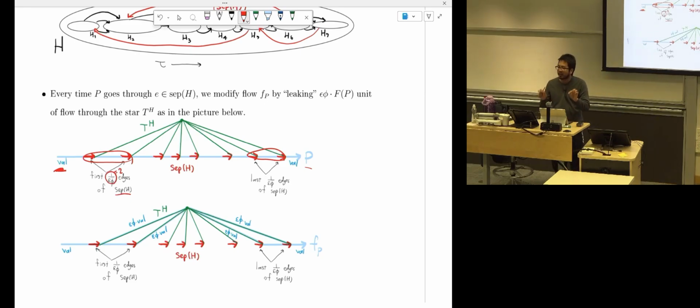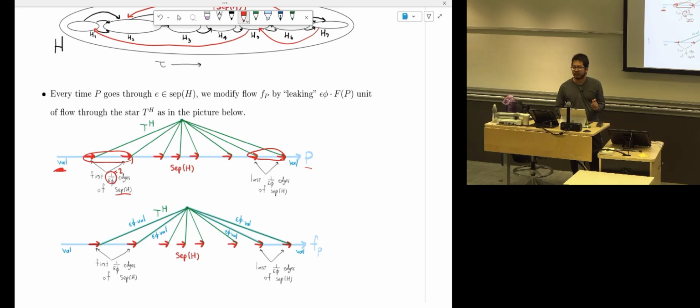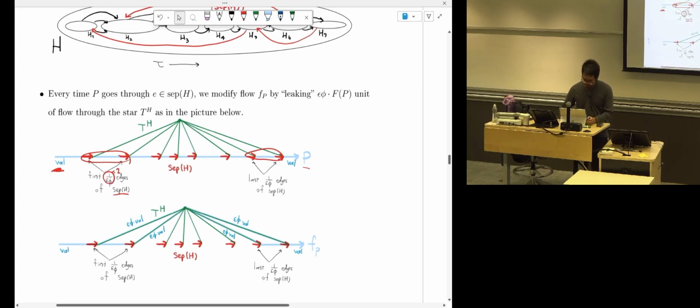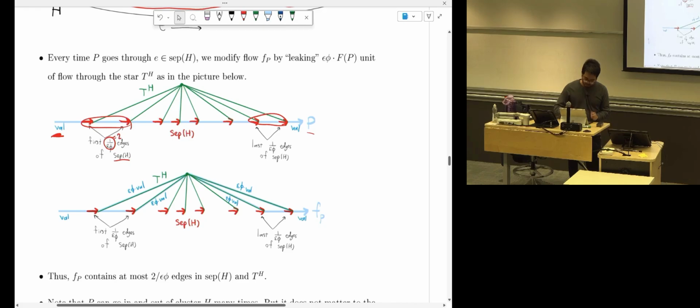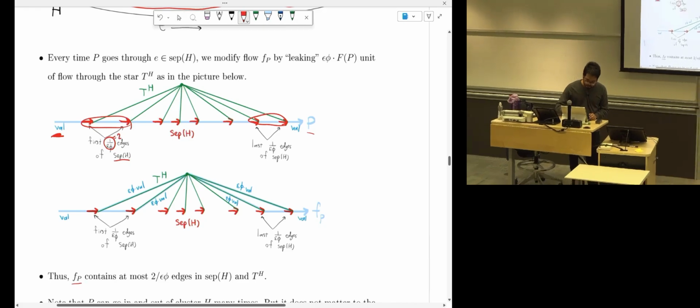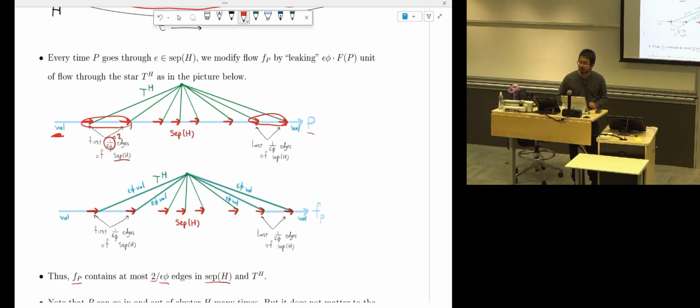Question about how we modify this. This is the key. So you see that just by doing this, our flow will contain at most 2 over epsilon phi edges from the separator, and also from the star.